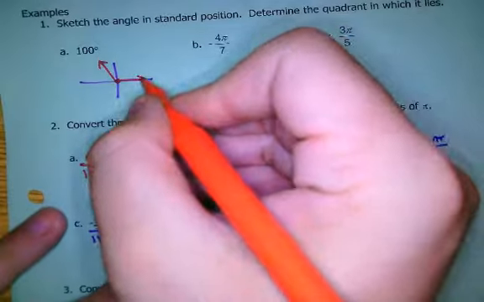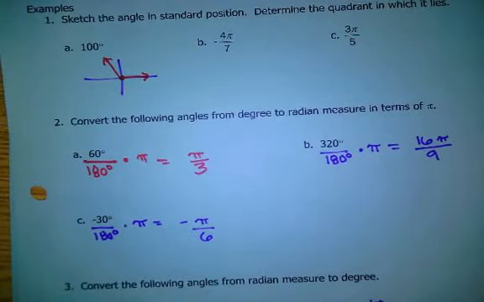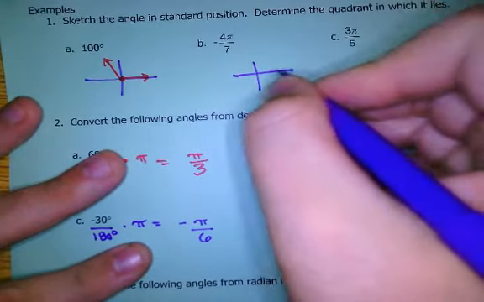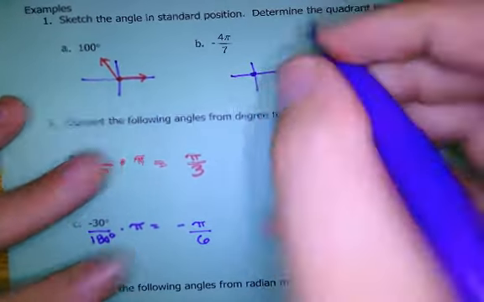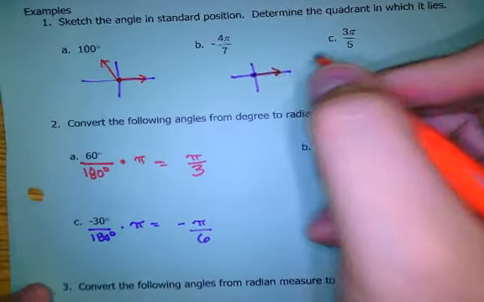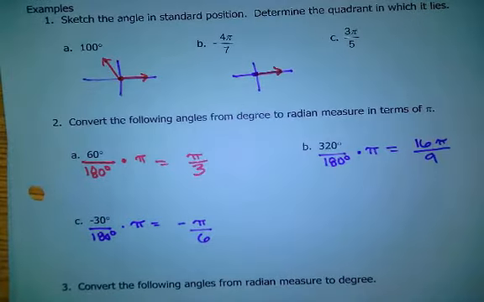What, negative 4 pi over 7? Alright, we gotta get you comfortable with this. Well, it's negative, so what direction do I go in? So, 4 pi over 7, so it's really 4/7 pi. So pi is 180, so is this more than 180 or less than 180? Alright, it's less than 180. Okay?